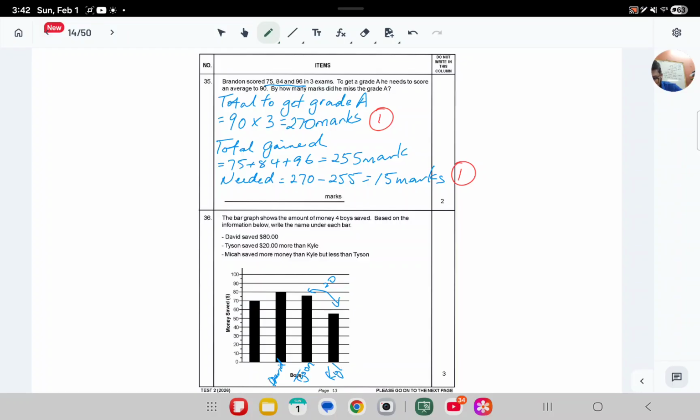this would be Kyle. And then they said Michael saved more money than Kyle but less than Tyson. So he saved more but less. Good. So you know this is Michael. Alright, 3 marks. You'll get your 3 marks for having all correct. If you have 3 out of the 4 correct, you'll get 2 marks, and if you have 2 out of the 4 correct, you get 1 mark. Alright, and that's it for section 2, and we'll continue with section 3 in another video, right?